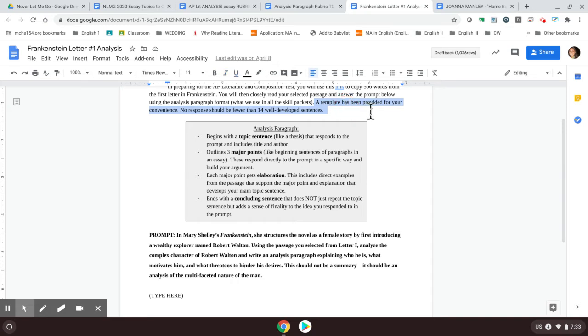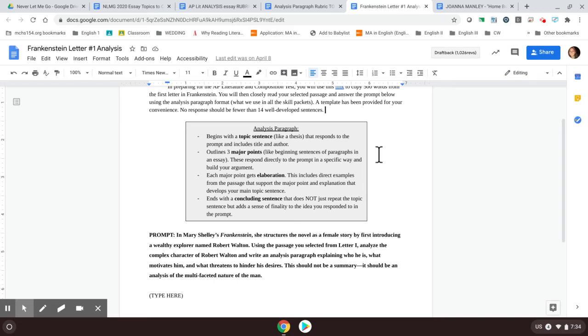So if you're someone that needs that, how long should this be, especially on this essay test, 15 sentences is a good goal to shoot for. Now, I wouldn't count sentences, but that's based, of course, on this analysis paragraph format. So an analysis paragraph begins with a topic sentence. This includes the title and author and a response to the prompt or the question.